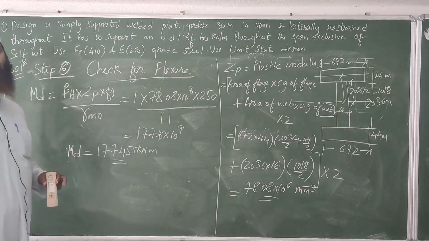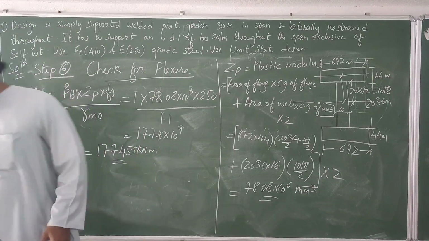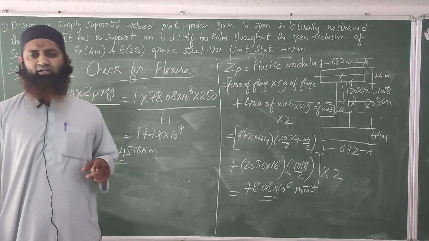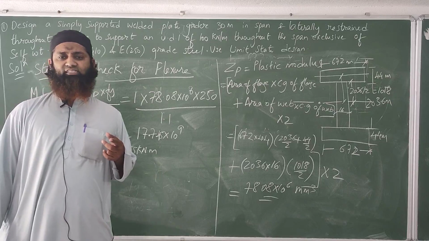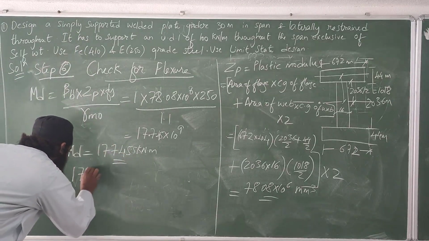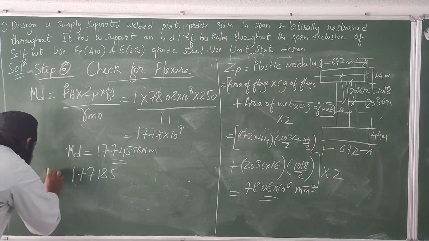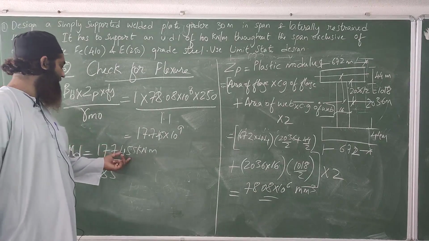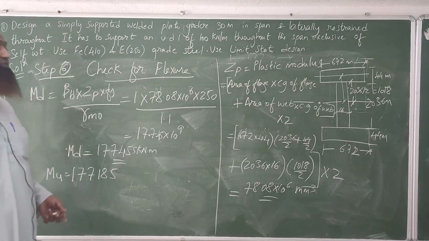Now this design moment should be greater than the ultimate moment what we had got there. As far as I remember, it was 17718.5. This was Mu here. So basically this value what I have got is greater than this value, therefore it is safe in flexure also.